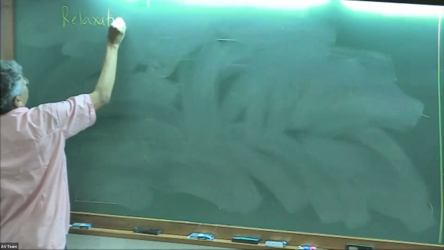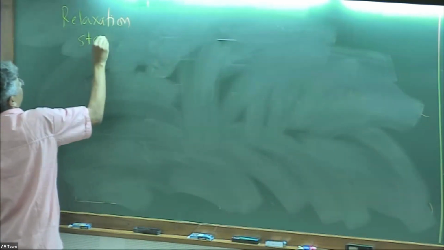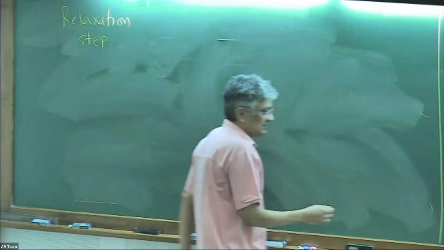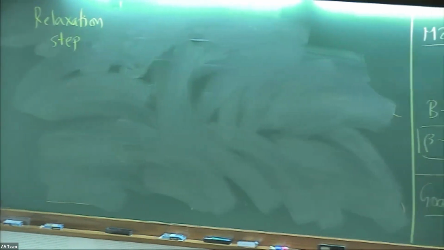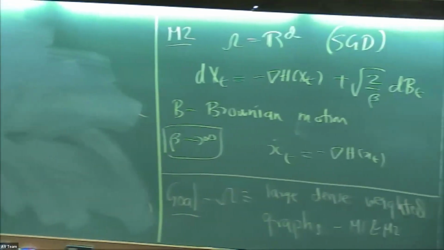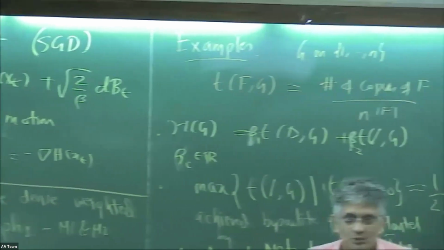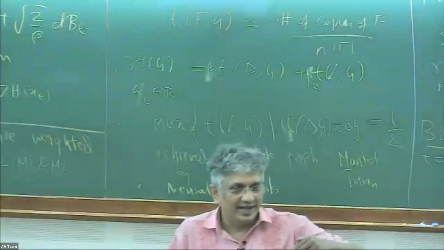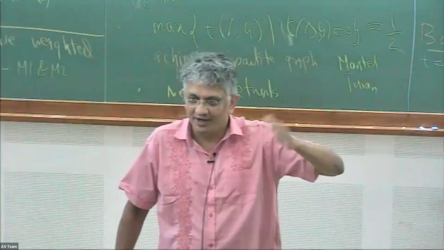It's a technical step. We call it a novel relaxation step. The idea is that when you run this Markov chain on this space, I want to understand the n goes to infinity and r goes to infinity limit. So what's happened to the q's? The q's are edge densities. They're going up or going down.